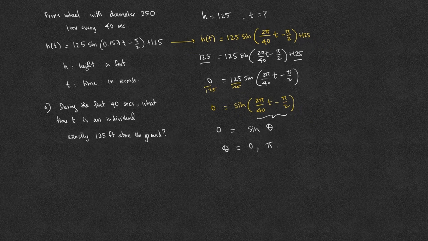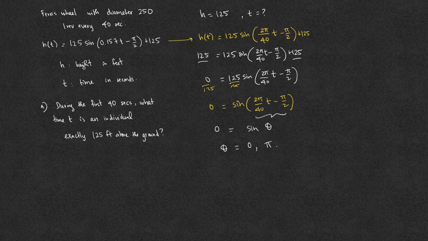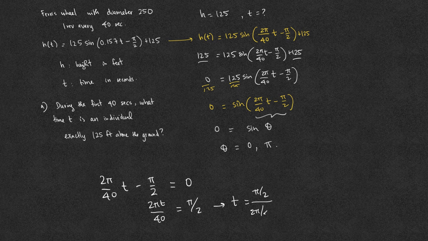Remember that we're looking for t here, not theta. Theta is 2 pi over 40 t minus pi over 2, and the angle is 0. We isolate t by taking 2 pi t over 40 equals positive pi over 2. So t is pi over 2 over 2 pi over 40. This is pi over 2 times 40 over 2 pi. So this is 40 over 4, which is 10 seconds.